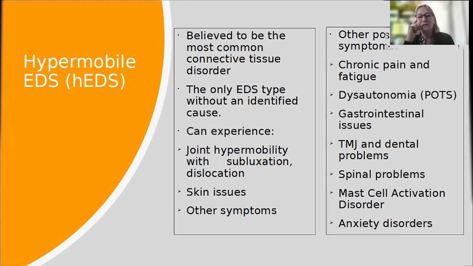Mast cell activation disorder, so this is like a hyper-allergic response. So people may have food allergies, medication allergies, terrible environmental issues, seasonal hay fever or asthma, things like that. And almost always, or very, very commonly, anxiety is associated with hypermobile EDS as well. Why that is, we're not quite sure.